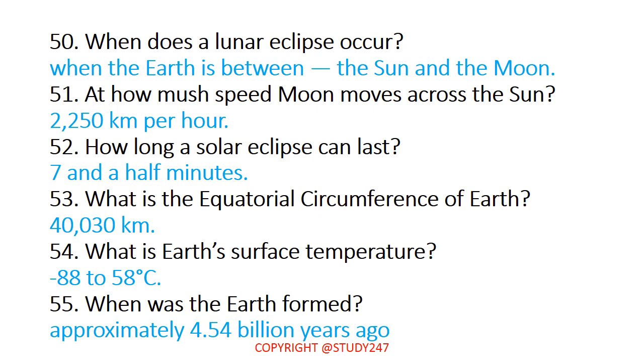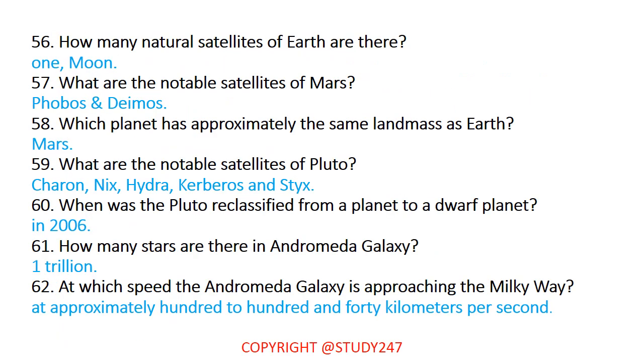At how much speed moon moves across the sun? 2250 km per hour. How long a solar eclipse can last? About 7.5 minutes. What is the equatorial circumference of Earth? That is 40,030 km. What is the Earth's surface temperature? About minus 88 to 58 degrees Celsius. When was Earth formed? Approximately about 4.54 billion years ago.